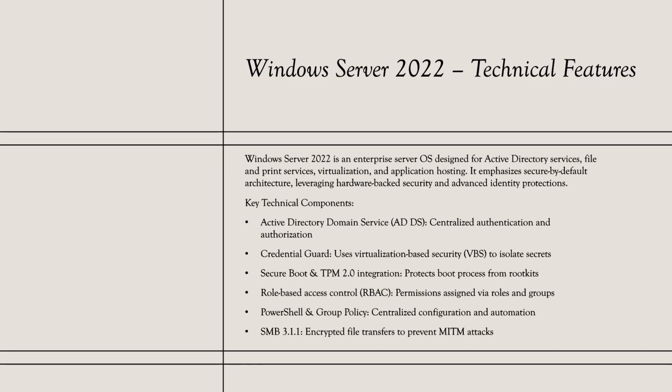Windows Server 2022 technical features. Windows Server 2022 is an enterprise-grade operating system designed to support services such as Active Directory, file and print services, virtualization, and application hosting. One of its major strengths is its secure by default architecture. Features like Credential Guard protect credentials using virtualization-based security, while Secure Boot and TPM integration help protect the system during startup.